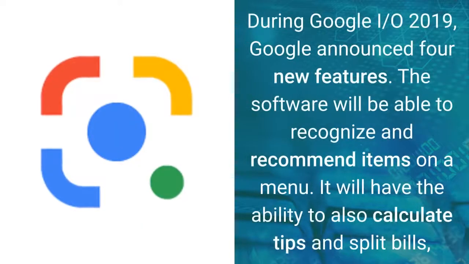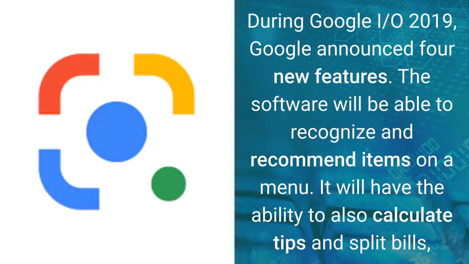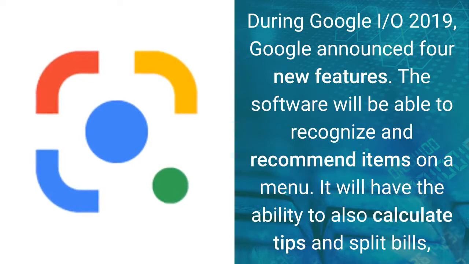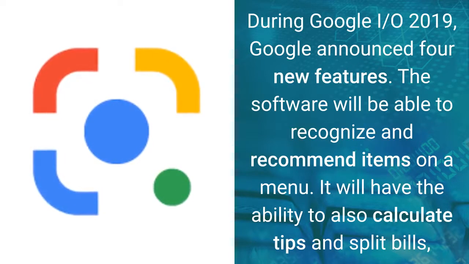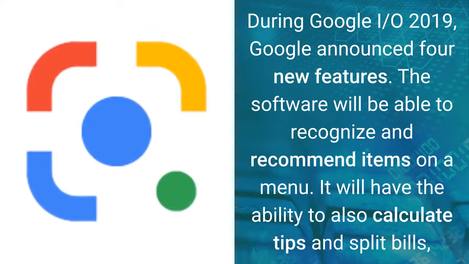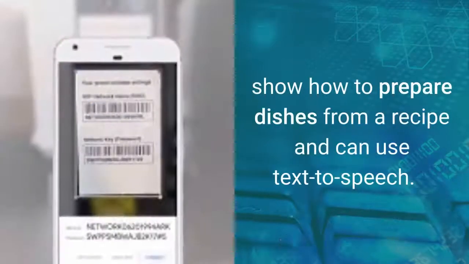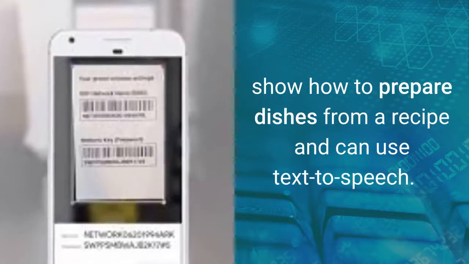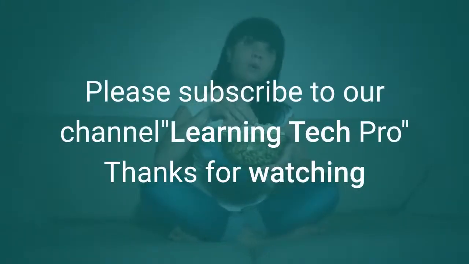During Google I/O 2019, Google announced 4 new features. The software will be able to recognize and recommend items on a menu. It will have the ability to also calculate tips and split bills, show how to prepare dishes from a recipe, and can use text-to-speech.